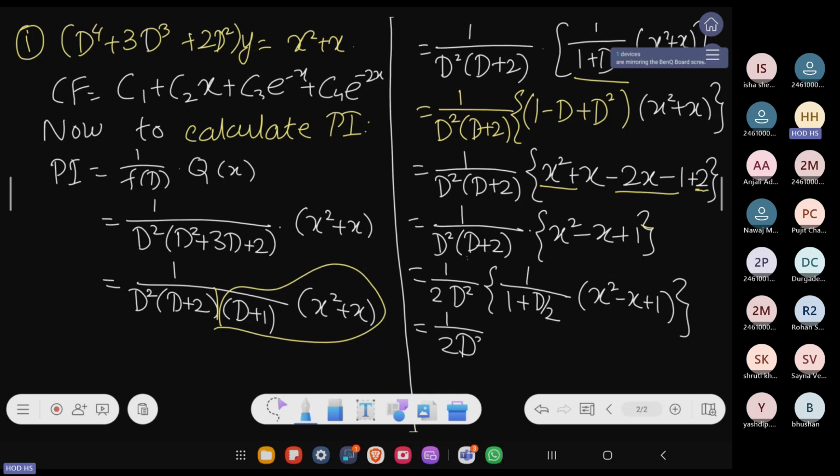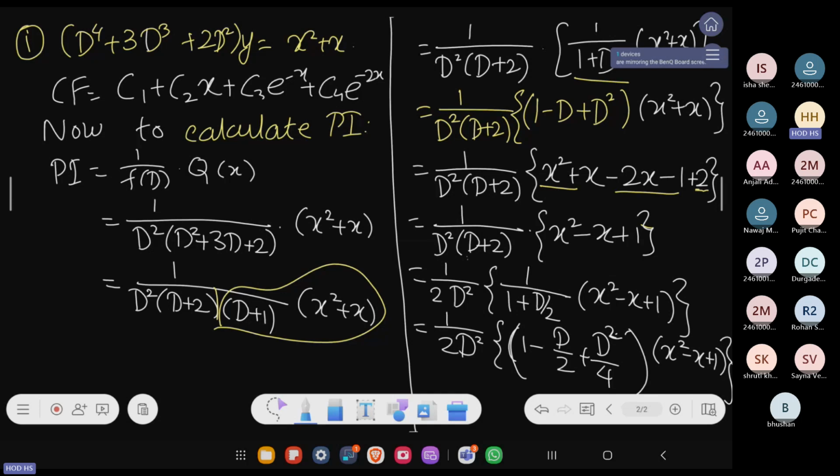1 upon 2D square. Again, I will expand this to the cubic expression. So I will get 1 minus D by 2 plus D square by 4, and I will stop here. I'll again stop here. Why? Because your cubic expression, I am having a quadratic expression on my right hand side, and taking the third derivative will give me the value 0. I will have x square minus x plus 1. So I will copy this part and move on to the next slide to calculate it further.